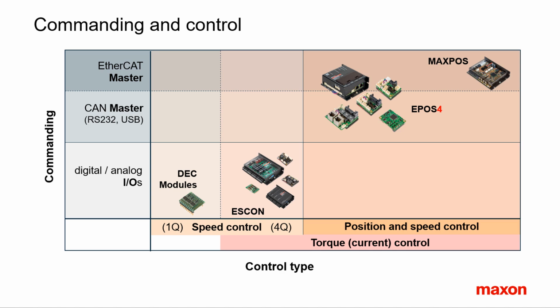The maxPOS position controller is a high-end EtherCAT slave with an extremely high control performance. It is used in demanding applications in terms of dynamics, precision and synchronization. In summary, the pure speed controllers DEC and ESCON are commanded by simple digital and analog IOs only. The position controllers, EPOS and maxPOS, need a master system with more sophisticated bus communication. Simple IOs will not do the job.